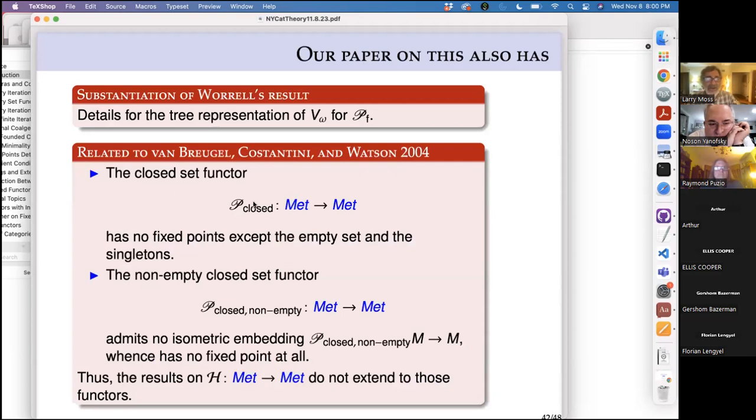Okay. So I started out by talking about the closed set functor. In fact, it was shown, in something related in the paper of 2004 by these people, that the closed set functor actually has no fixed points at all. So we have a different proof of their result. So that means that this thing can't have a final coalgebra. This is like Cantor's theorem for the closed set functor on metric spaces. Cantor's theorem is an obstruction to fixed points, and so it applies to this functor. It also applies to the non-empty one.